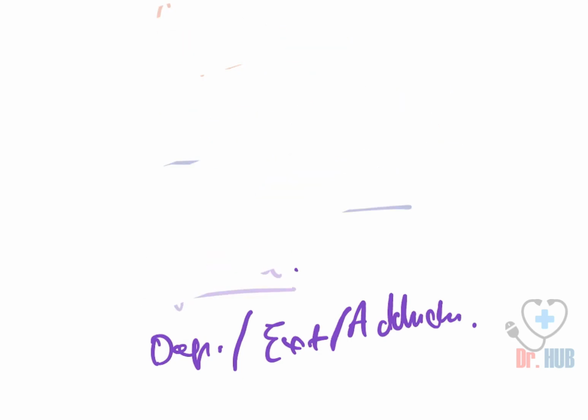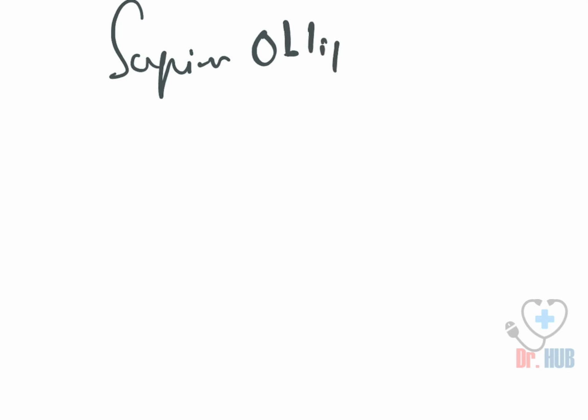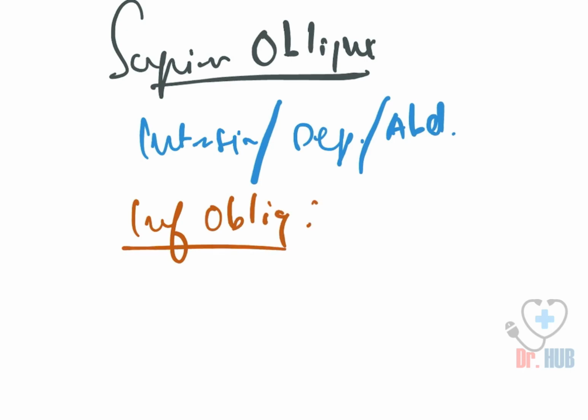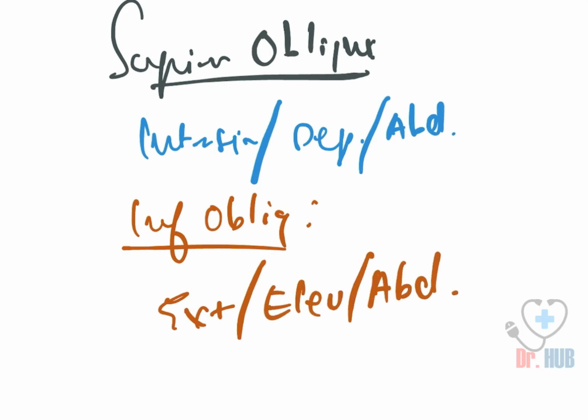Now moving on to the superior oblique. In case of the superior oblique, what is seen is that there is intorsion, there is depression as well as the abduction. Then moving on to the inferior oblique. Inferior oblique has extorsion, elevation as well as the abduction.